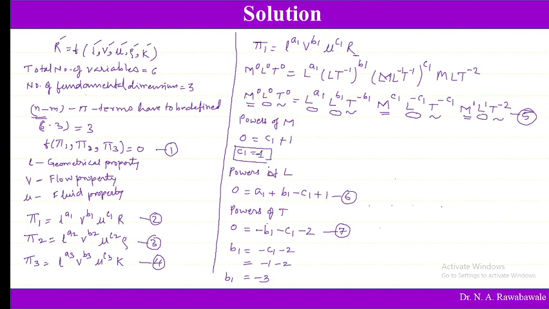C1 is minus 1. So if C1 is equal to minus 1, this will be plus, and here it will be minus 1. B1 is minus 1. Now we know the value of C1 is minus 1 and B1 is minus 1. So substituting these values in equation number 6, 0 is equal to A1, B1 value is minus 1, C1 value is minus 1, minus, plus 1, then plus 1. So this gets cancelled, minus 1 plus 1. Therefore, A1 is equal to minus 1, we can get. A1 is equal to minus 1.